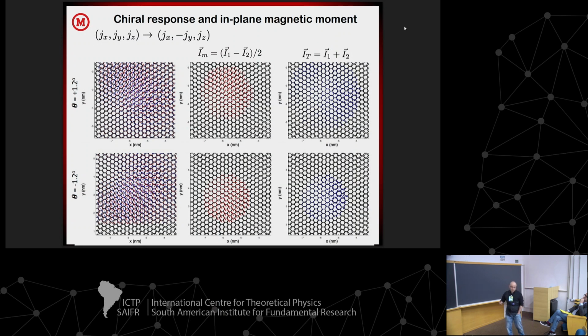So, well, the magnetic moment originates from circulating current. So we look at the current distribution of our device. And you can see here on the left the actual current.